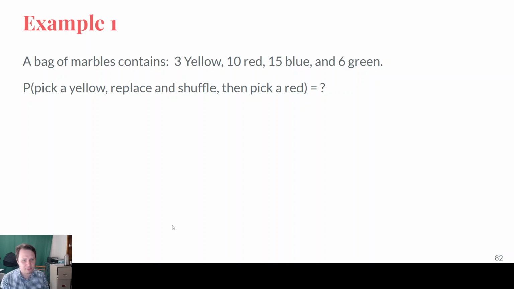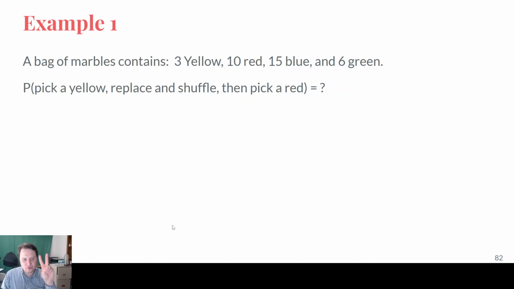Imagine we have a bag of marbles, and there's 3 yellow, 10 red, 15 blue, and 6 green. Okay, these are our marbles, and we don't want to lose our marbles. Just kidding. What's the probability that you pick a yellow marble, and then you put it back in the bag, shuffle the bag, and then pick a red one?